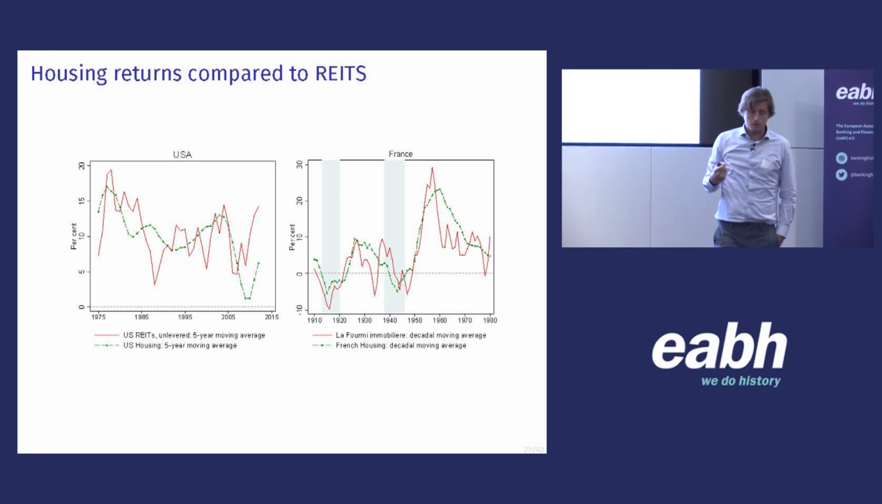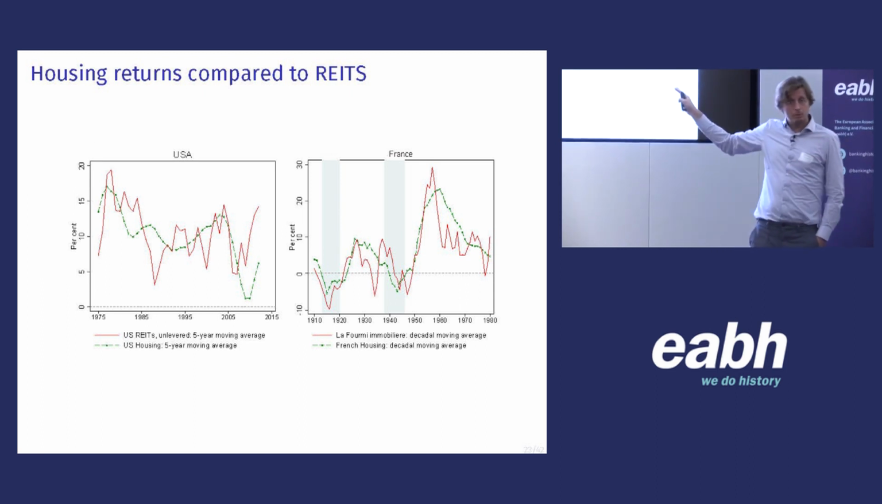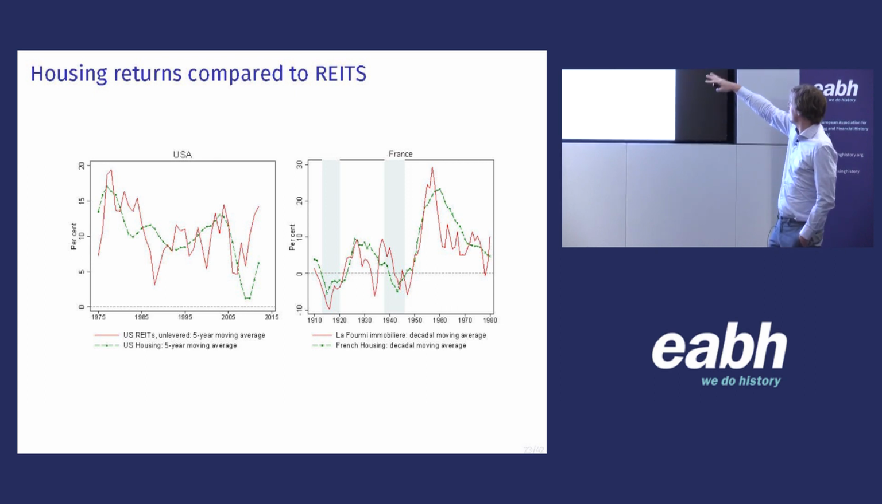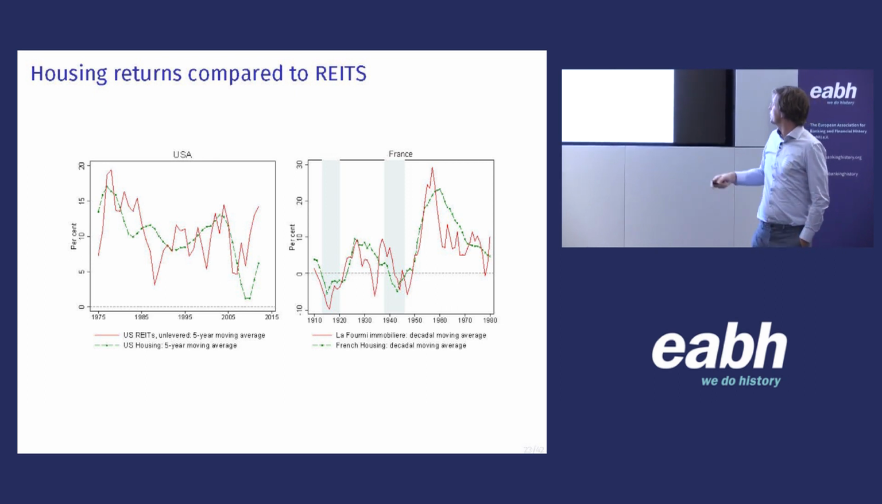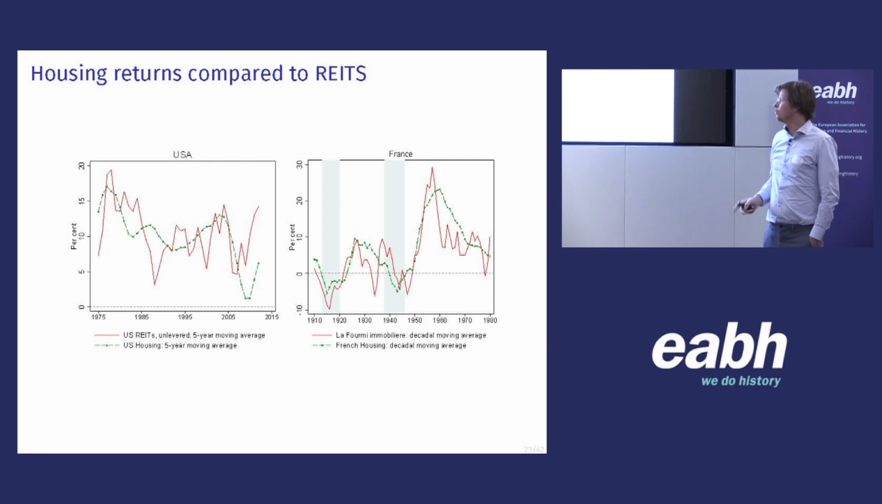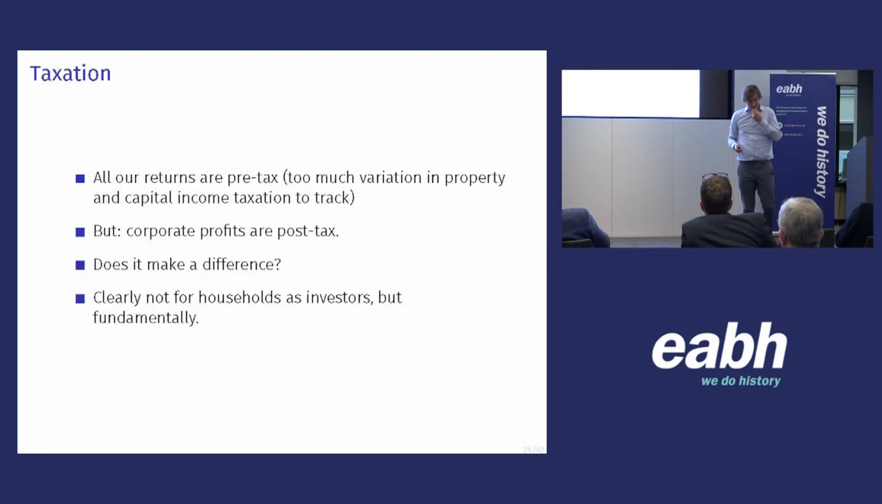Again, you see the REIT is more volatile. As soon as something gets listed on a stock exchange, it becomes more volatile. But the mean returns are very similar. And here you see the same for France, the long-run comparison. You see that even on a 10-year moving average, our French housing returns and that French REIT co-move quite nicely.